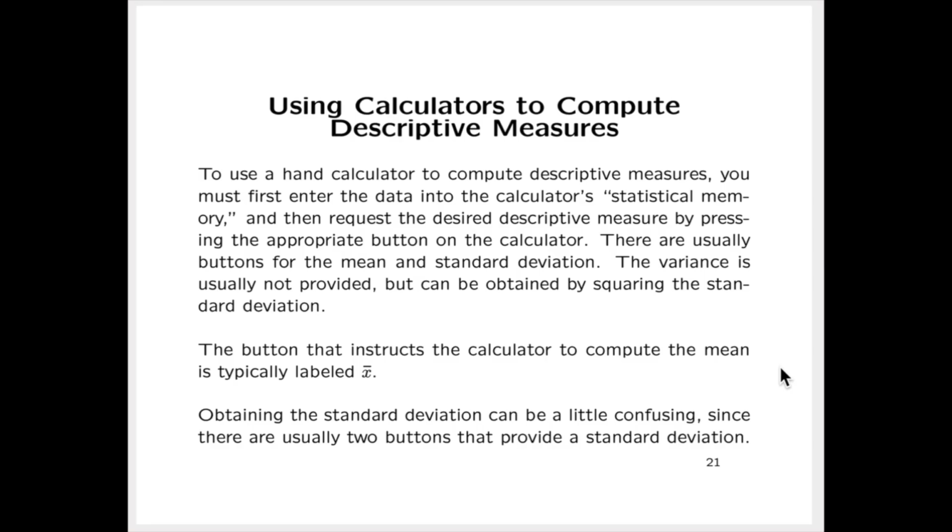And if we want the variance, then we would have to explicitly square that standard deviation that we obtained. Often, we're not really going to need the variance. What we're really after, in many cases, is the standard deviation itself. And so that is why calculator manufacturers and designers give us the sample standard deviation itself rather than the sample variance. Now, the button that instructs the calculator to compute the mean is typically labeled X bar.